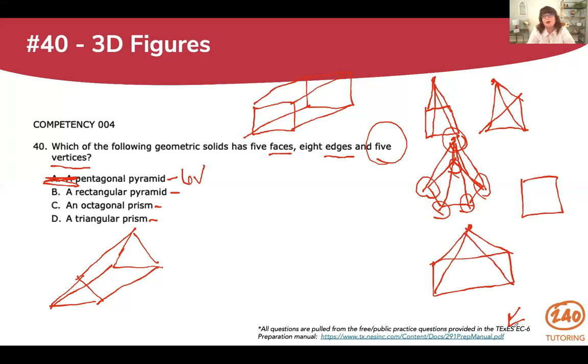And I'm going to count those vertices. Easy to count the corners. 1, 2, 3, 4, 5. Okay, so that one checks out. It has 5 vertices, so I'm going to leave it alone.